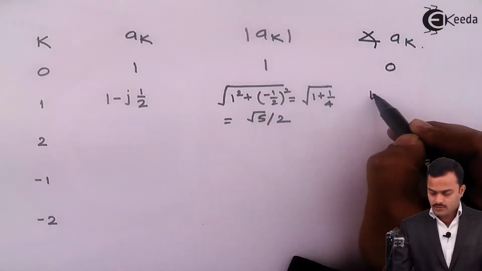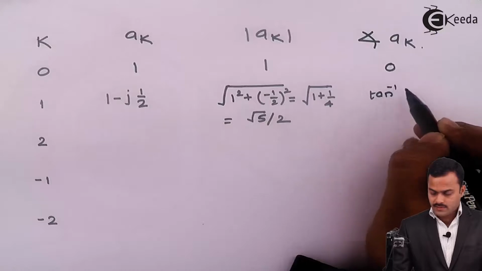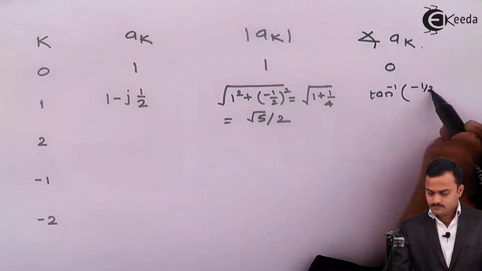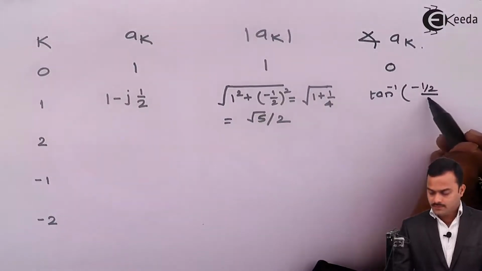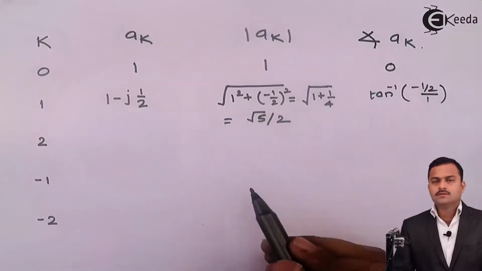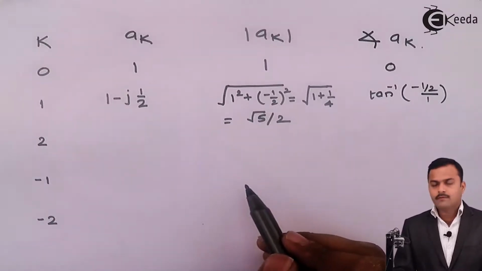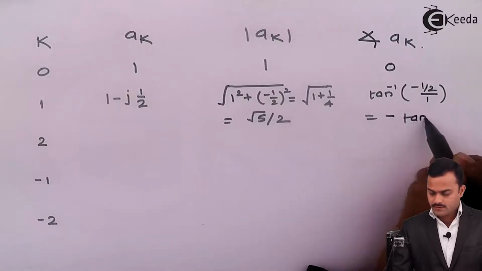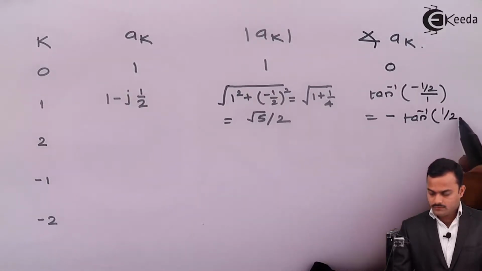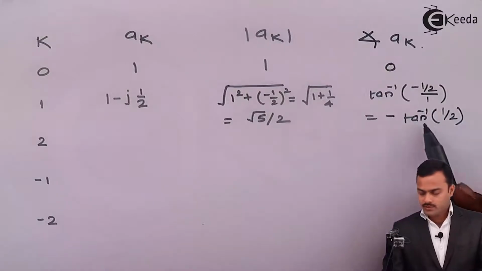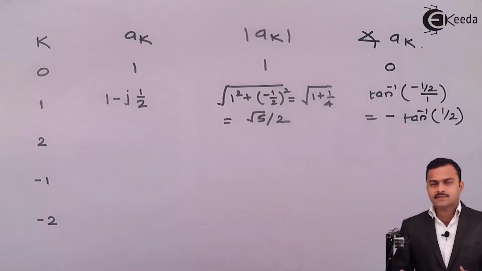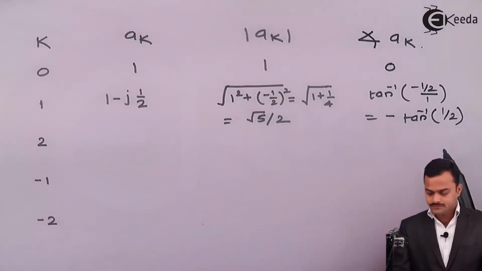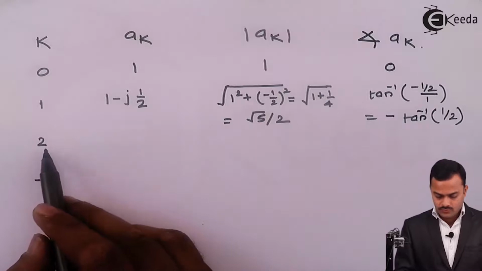So angle will be what? It's a tan inverse imaginary part upon real part. So it's a tan inverse minus half, which is definitely minus tan inverse 1 by 2. Again, I am not interested in knowing what is the value over here, but it is some constant I will get, and most importantly it is minus tan inverse 1 by 2. Let's go for k equal to 2.